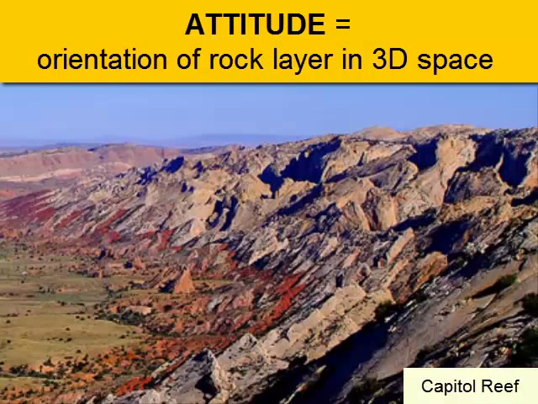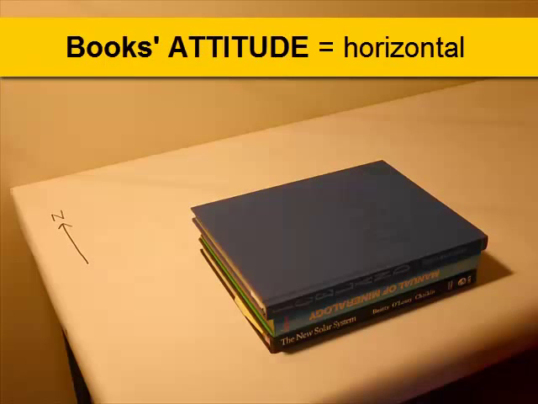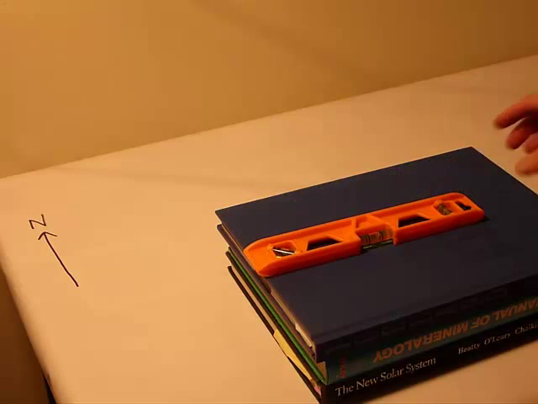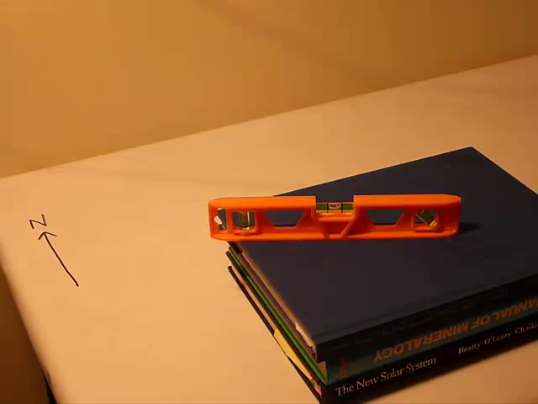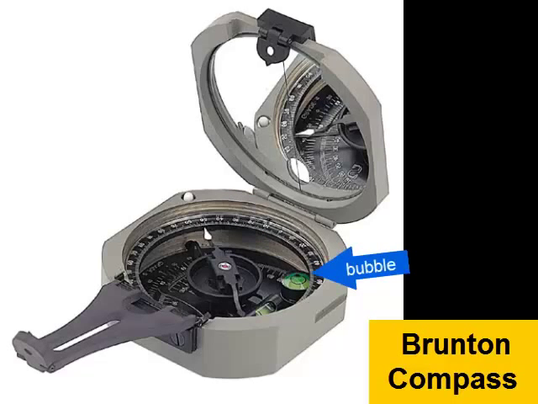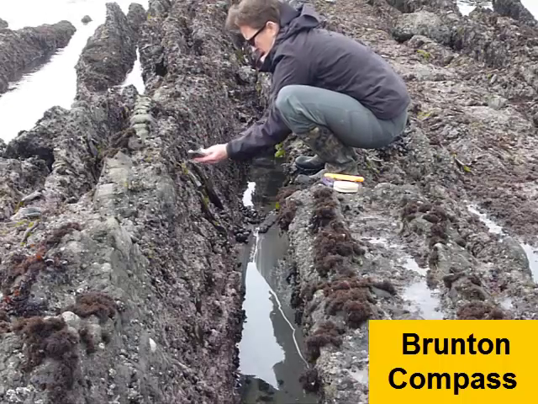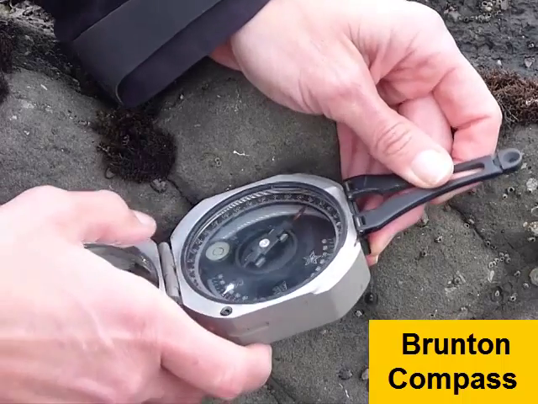The orientation of a bed in 3D space is called its attitude. The attitude of these books right now is horizontal. A horizontal bed is parallel to a flat surface. It's easy to recognize if you use a simple device like a construction level with a window of liquid with a bubble inside. The bubble helps you make the level parallel to a flat plane. A similar device exists in miniature inside a device called a Brunton compass, which is what geologists take into the field to measure the attitude of bedding.